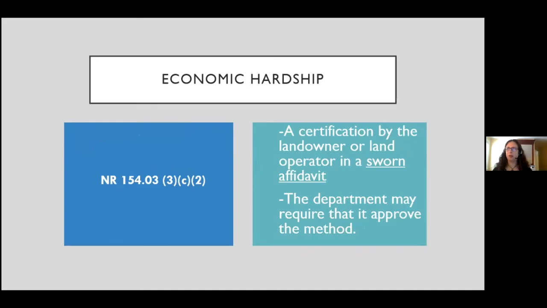Additionally, NR 154 requires that the landowner provide a sworn affidavit that the information they provided to the CPA or the financial institution is a full and true disclosure of their financial condition. And while NR 154 does not give DNR authority to specify the method used to determine the economic hardship, it does give DNR authority to require that it approve the method used to determine economic hardship.